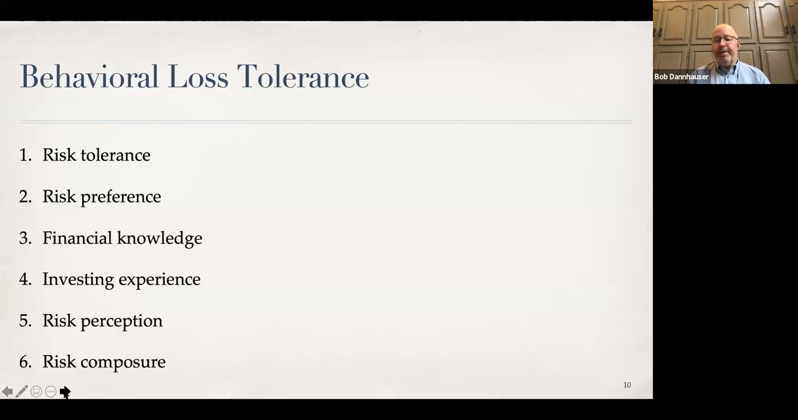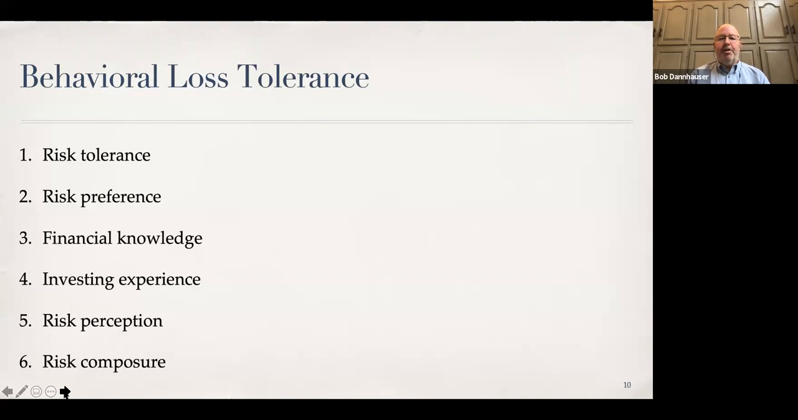And finally, risk composure. So what clients actually do in the face of a market shock or a bear market. Are they able to stay with what they say they will? If they say they're willing to tolerate a degree of risk and downside in their portfolio, did they actually stay the course when something bad happens? And again, what we've seen through the pandemic and in March in particular is a great near-term example of that. Before this, people were reaching back to 2007, 2008 to see how folks reacted during the financial crisis. So these six dimensions, we think, are key to understanding that third dimension of behavioral loss tolerance.